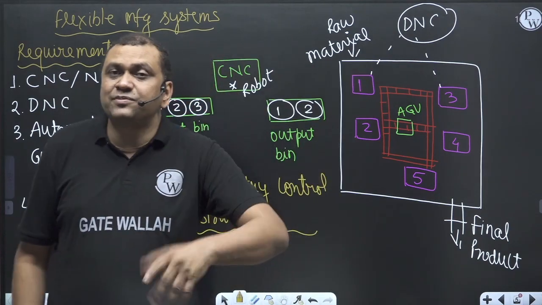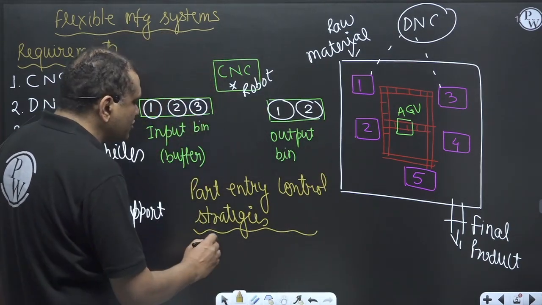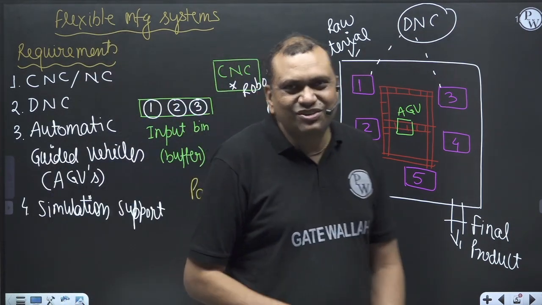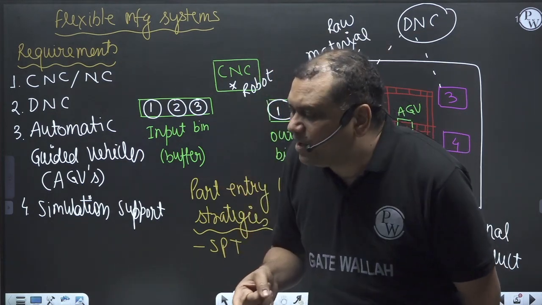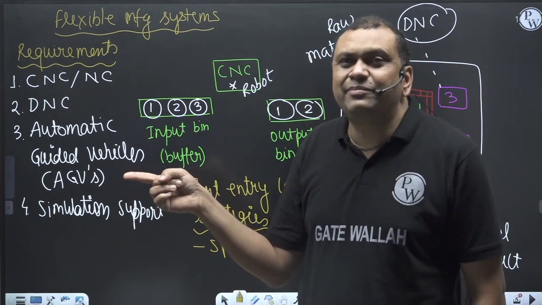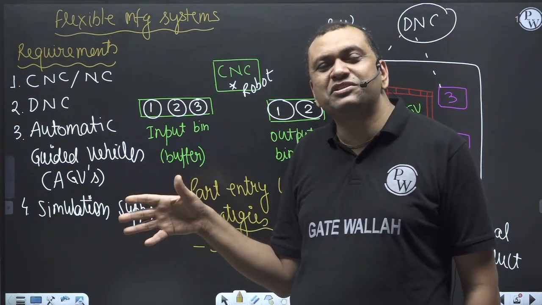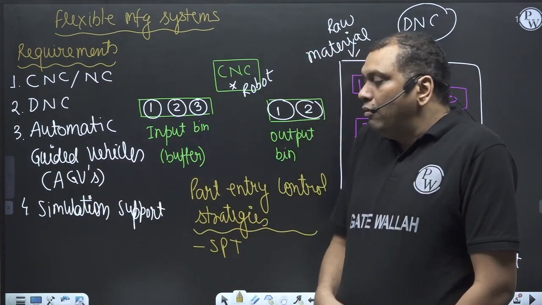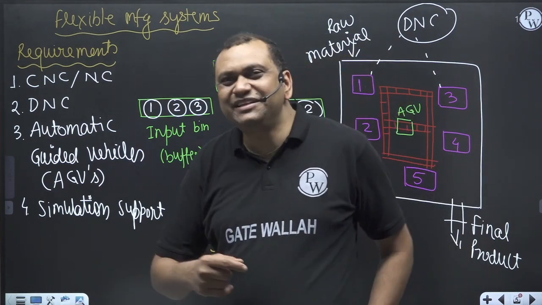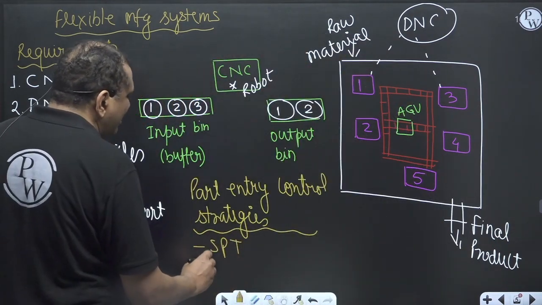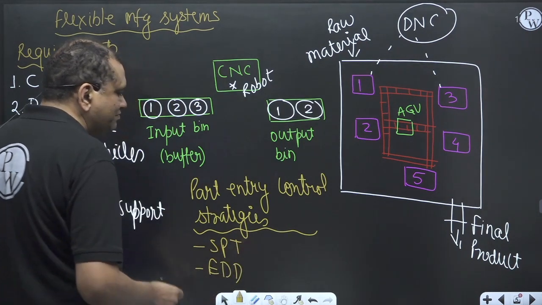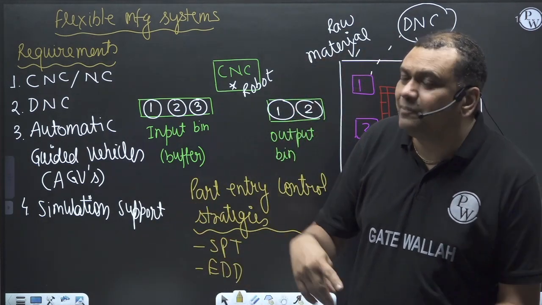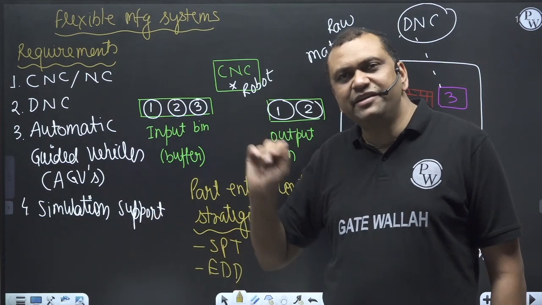So there are different types of part entry control strategy. One is the shortest processing time, SPT. The robot will look at the number of varieties of products waiting in its queue, pick the one having the shortest processing time first, and place it on the machining center. Second is the earliest due date, EDD. The part that needs to be dispatched early, pick it first. It is called EDD strategy.